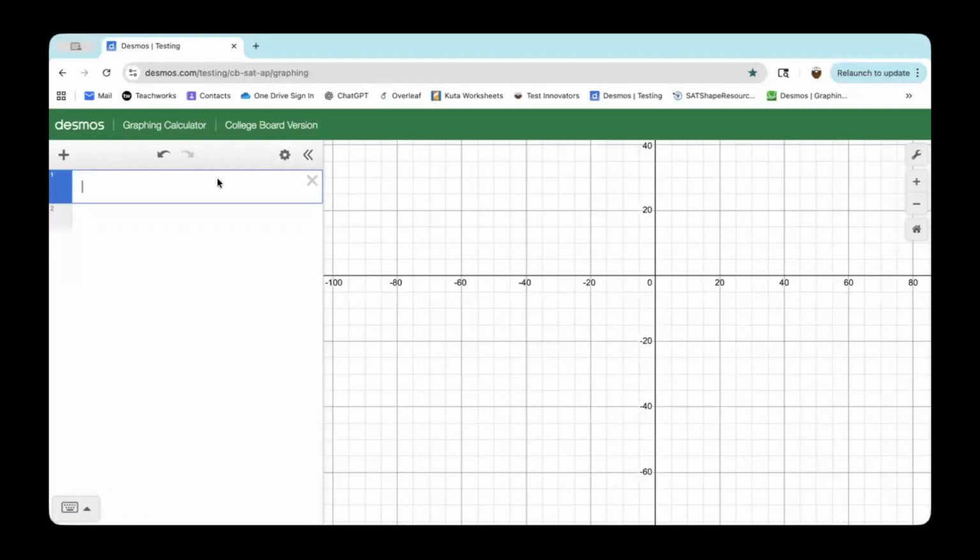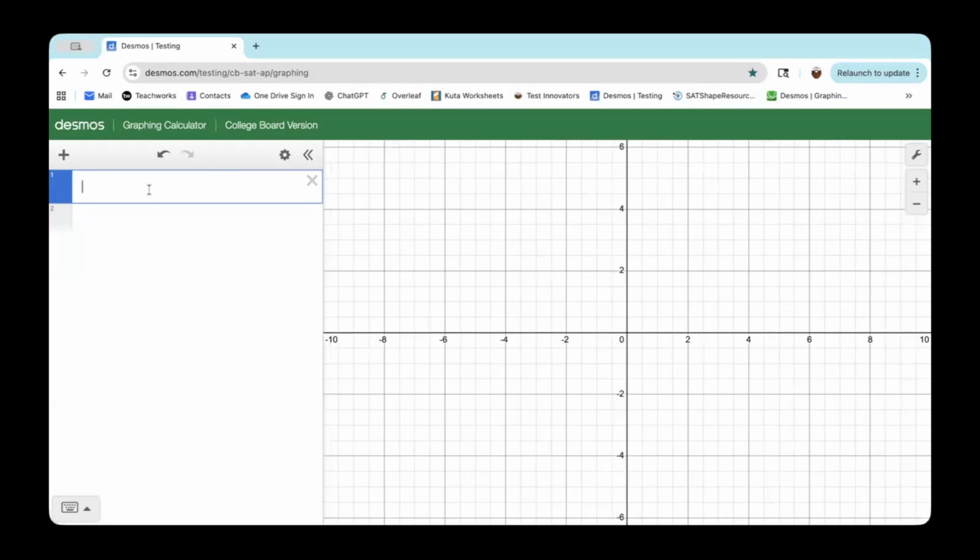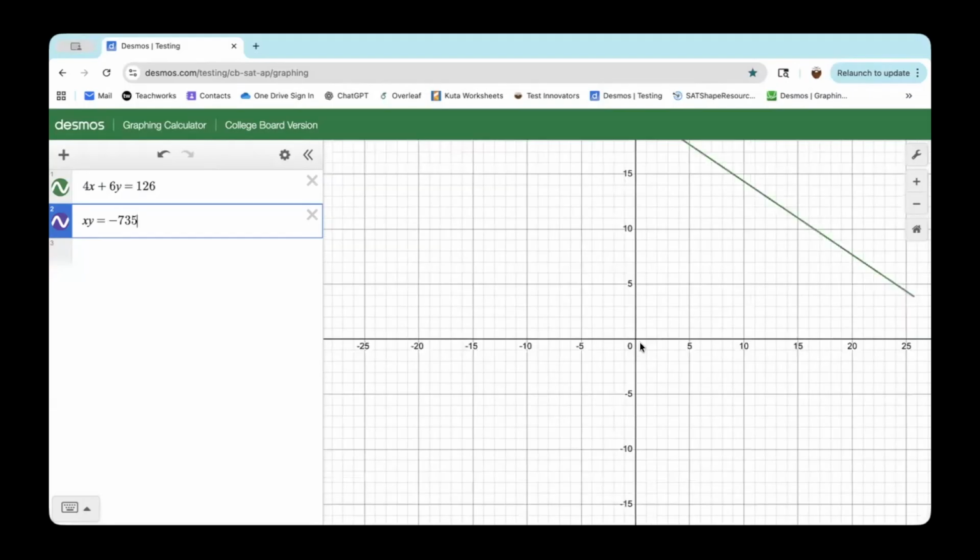And another important thing in Desmos, this might be obvious, but it needs to be said. When we plug things into Desmos, we need to use x's and y's. So even though the system had a's and b's, I'm just going to change them to x's and y's. So I'm going to do 4x plus 6y equals 126. That's the 4a plus 6b. And then I'm going to do ab, so xy equals negative 735.